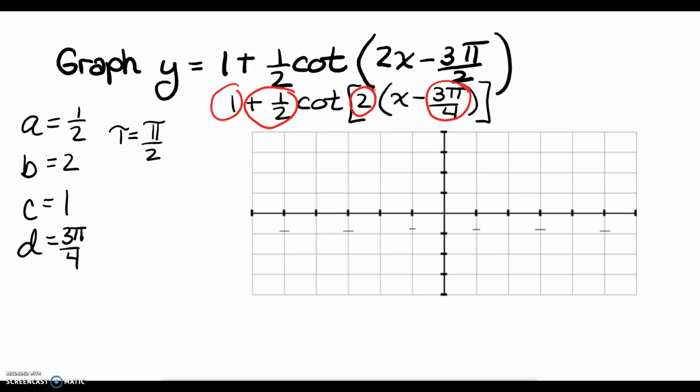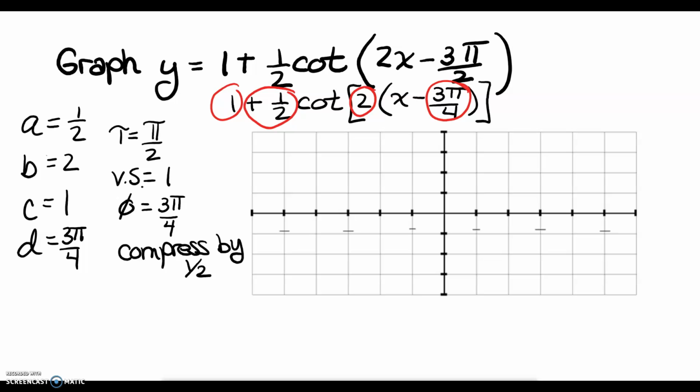My vertical shift is going to be 1, meaning that it's no longer going to have a nice resting position at the x-axis. It's going to be above by 1. I have a phase shift of 3 pi over 4. So if you take a look at the original graph we drew of cosine, this graph will be moved 3 pi over 4 to the right. And then while I don't necessarily have amplitude, I am compressing my graph by 1 half.